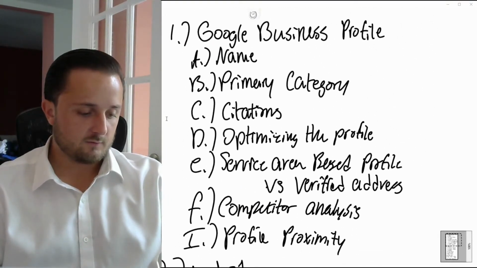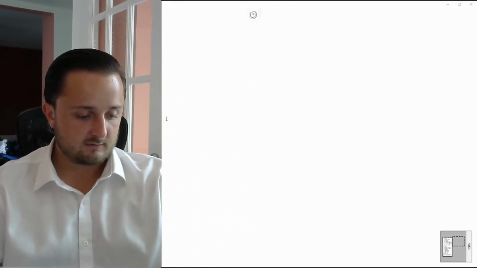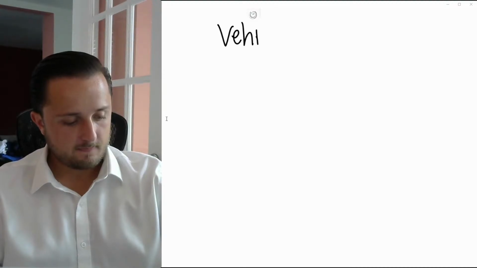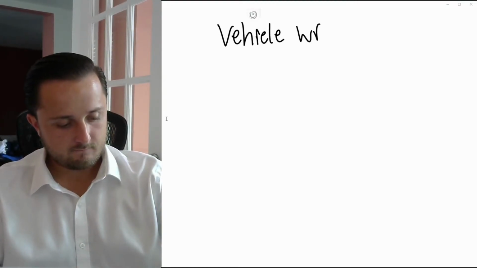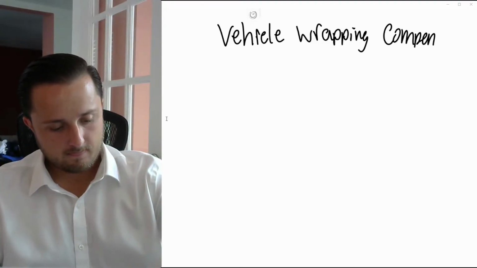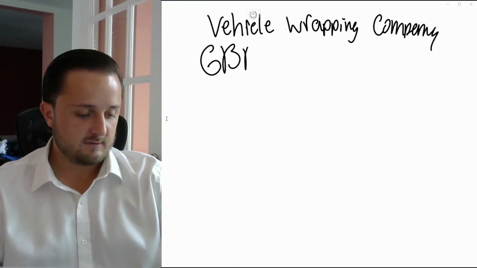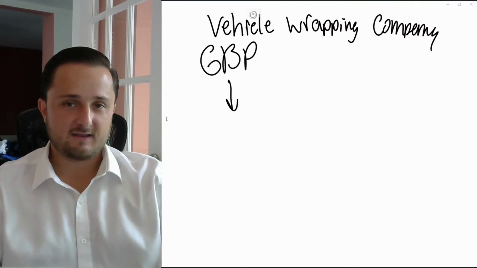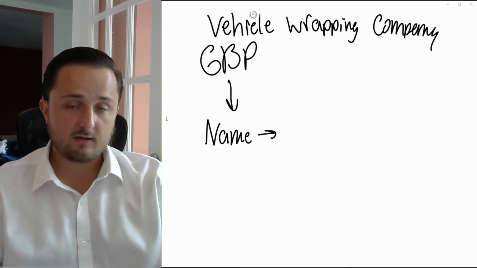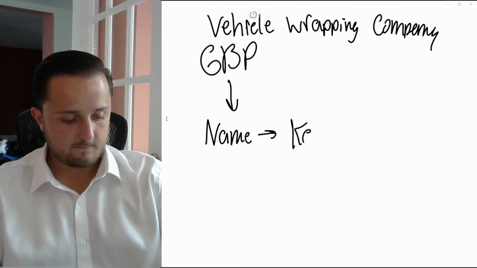So the first thing I would do when ranking a vehicle wrapping company is look at the Google Business Profile. For the Google Business Profile, or the GBP, I want to look at the name. The name of the Google Business Profile needs to have a keyword in it.